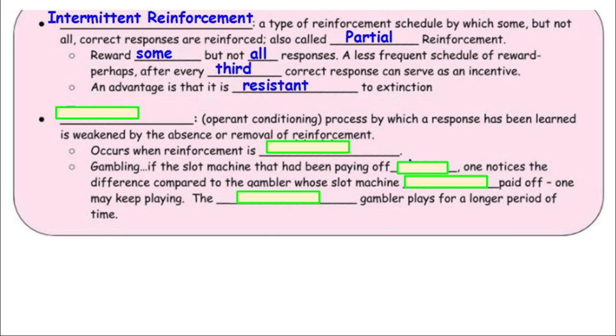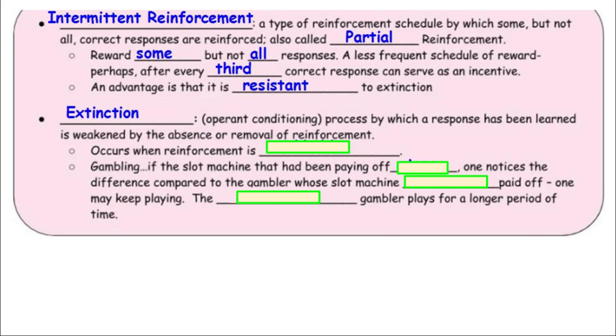So let's talk about potty training again. If you were rewarding every response, even if the child didn't use the potty chair, intermittent might be used when they actually do use it, and then to reinforce that every third time that they do that with some type of sticker or treat might be one way to get them to continually use that.